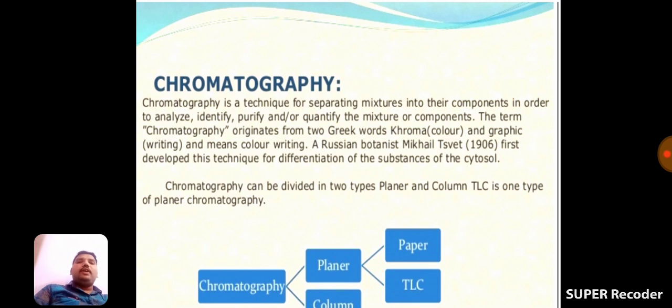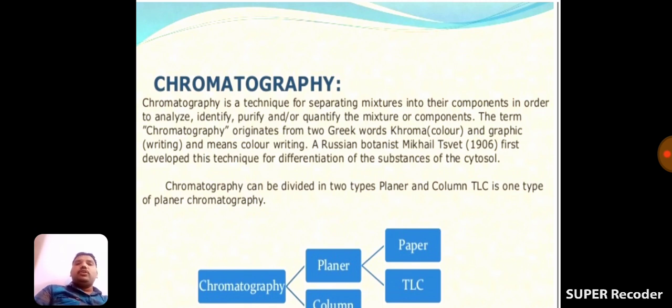What is chromatography? Who proposed chromatography? Types of chromatography. Chromatography is a technique for separating mixtures into their components in order to analyze, identify, purify and quantify them. It is derived from two Greek words, chroma meaning color and graphic meaning writing, so the overall definition is color writing technique. A Russian botanist, Michael Swetter, in the year 1906 proposed this to differentiate the substances of cytosol solution.